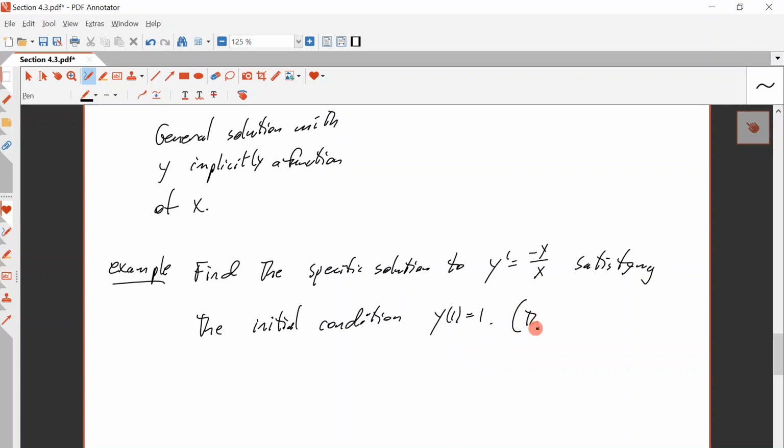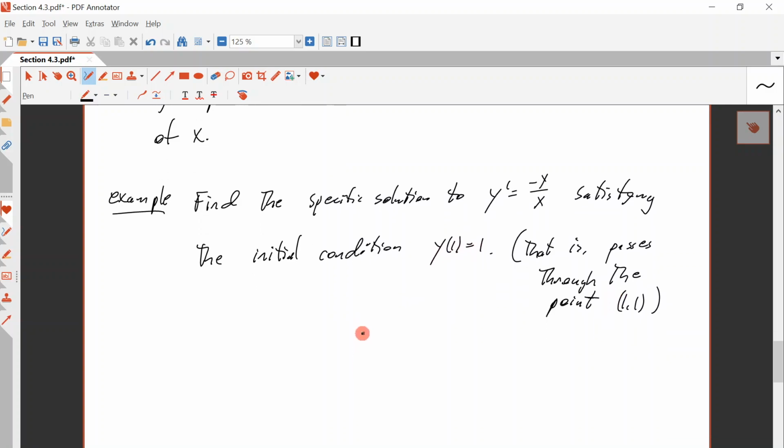Okay, that is, passes through the point 1, 1. Okay, find a specific solution whose function passes through the point 1, 1. So when x is 1, y is 1.